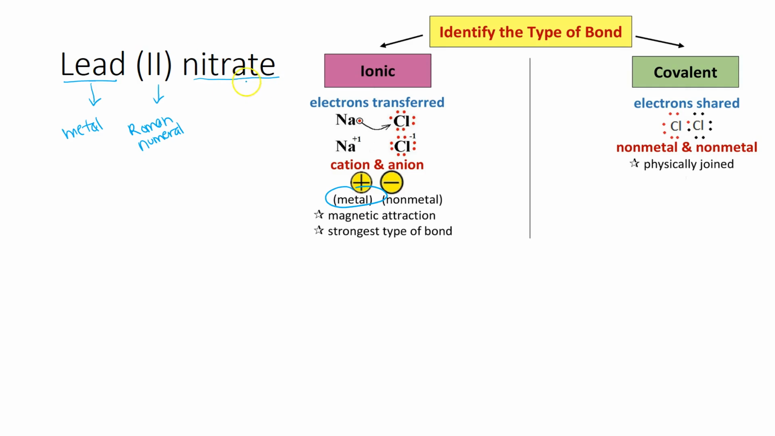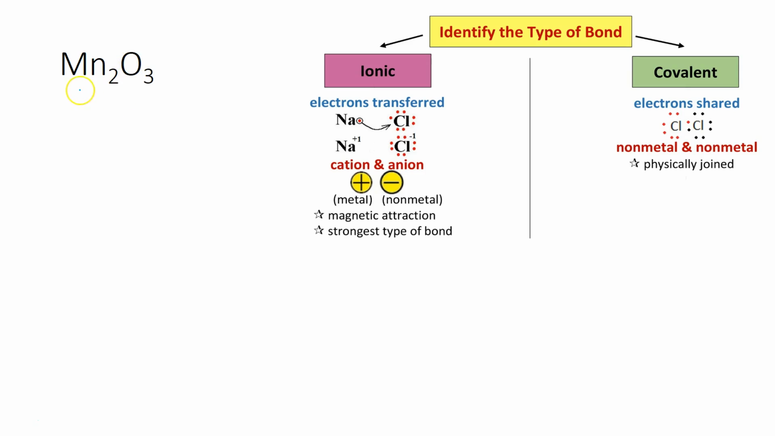The other thing that you'll probably notice is nitrate. One of the interesting things about nitrate is that it's a polyatomic ion. That's another indicator that this is ionic. Anytime you see a polyatomic ion in a cation-anion relationship, it's going to be ionic. So our final answer is that this compound has an ionic bond.